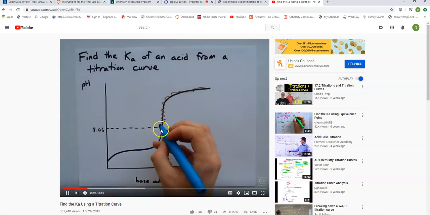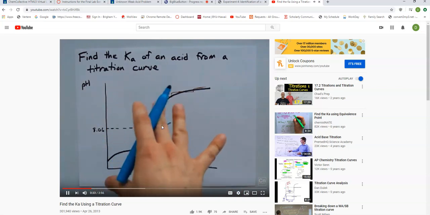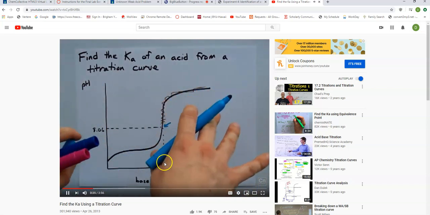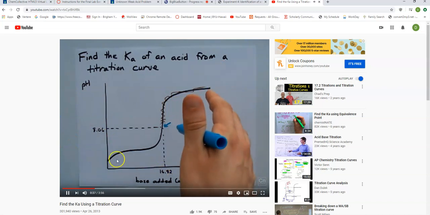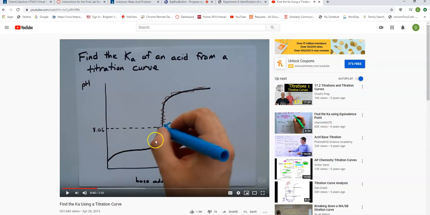At the equivalence point, we have added just as much base as we have of acid. That's the definition for the equivalence point. The amount of base we've added is equal to the moles of acid that we had to start with. Does that make sense, guys? Yes.